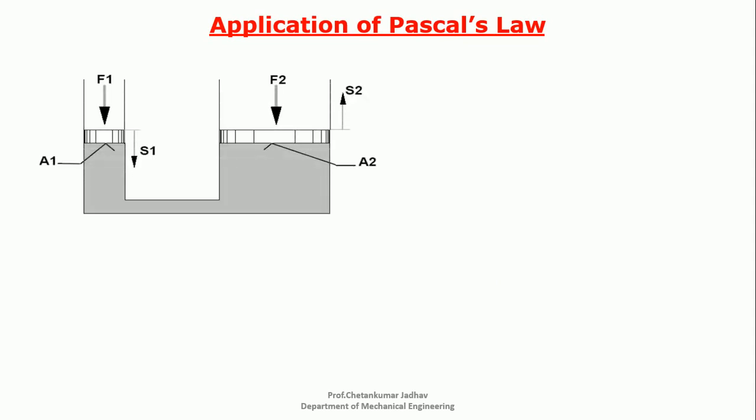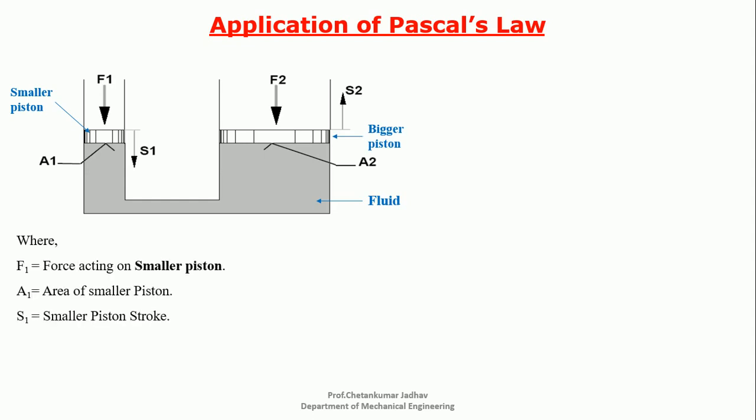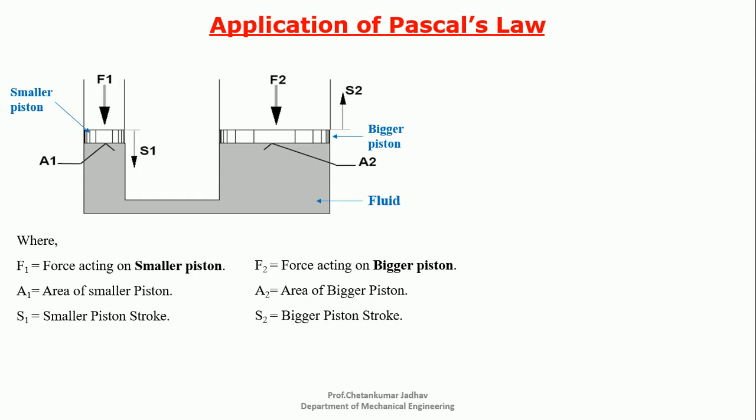Students, let me discuss the application of Pascal's law. Consider a container which has a liquid, with a smaller piston at the left side and a bigger piston at the right side. From the figure, F1 is the force acting on the smaller piston, A1 is the area of the smaller piston, S1 is the smaller piston stroke. F2 is the force acting on the bigger piston, A2 is the area of the bigger piston and S2 is the bigger piston stroke.